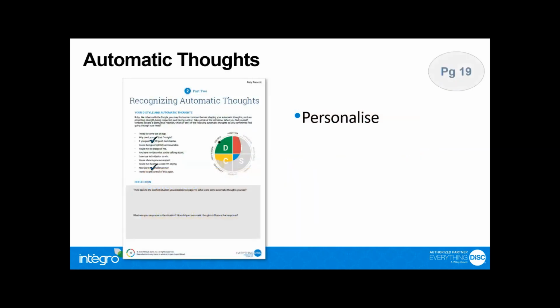Okay, so page 19 in the profile, it used to be page 18, the revamp has just added an extra page on those destructive responses. This one blew me away when I saw this. When I read through, these are the automatic thoughts that are typical of my style. In this case here, it's Ruby, the D style. But when I read through mine as an SI style, I was like, how did they know this about me? Because it's just so accurate, and the majority of people find it that way. The research behind this is amazing.